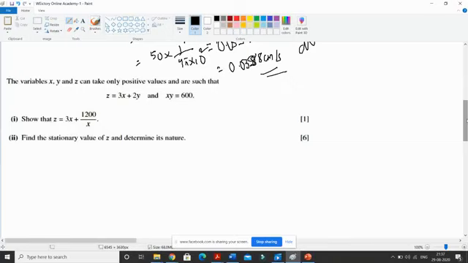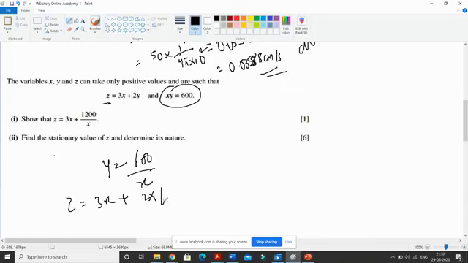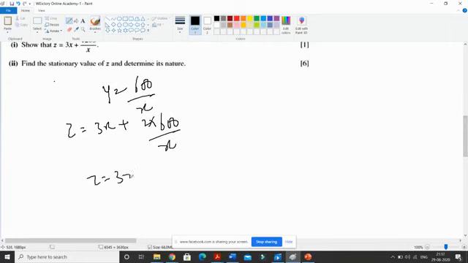Next, the variables x, y, z can take only positive values and are such that z is equal to 3x plus 2y and xy is equal to 600. Show that z is equal to, in terms of x. So here z is given in terms of x and y. We need to write it in terms of only x. So from here we can write y is equal to 600 over x. So let's substitute here. So that is 3x plus 2 multiply 600 over x. So that will give you z is equal to 3x plus 1200 over x.